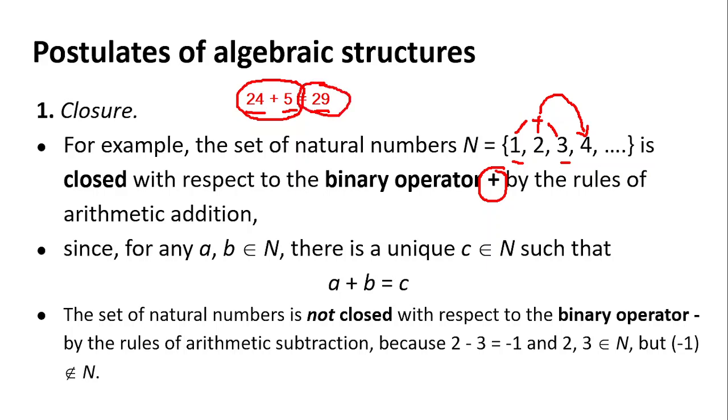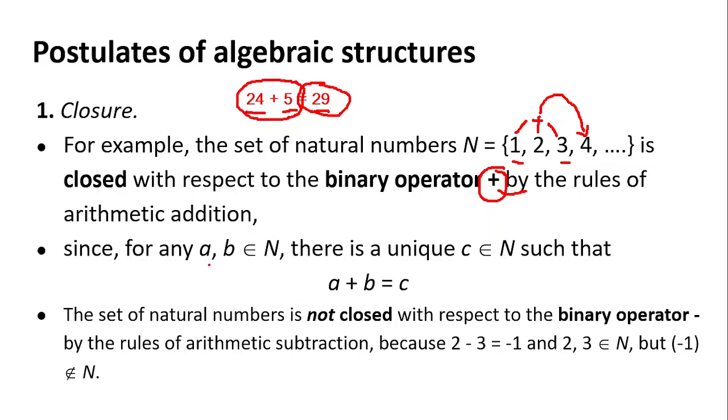So you are not going outside the natural numbers. That means to say that this particular operator, that is the binary operator plus, is closed with respect to the set. What is this set? The set of natural numbers is closed with respect to the binary operator.